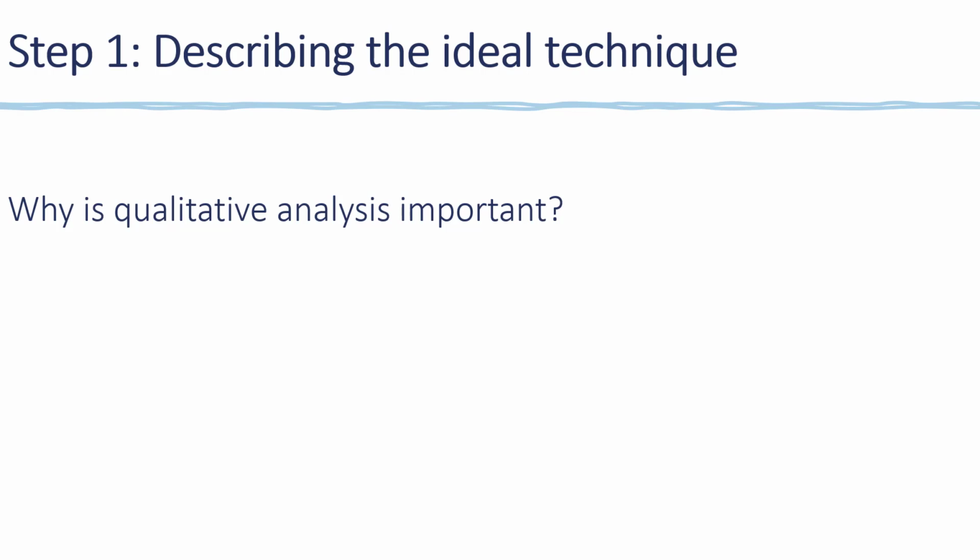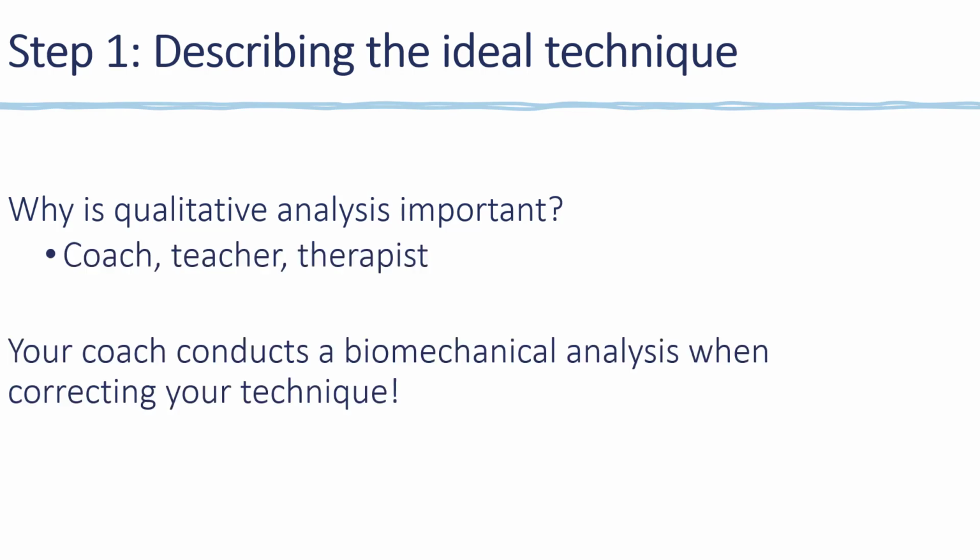Why do we do qualitative analyses? Who conducts them on a regular basis? What do you think is the answer to this question? As a coach, a teacher, a therapist, or any other human movement professional, when we're evaluating performance, we should be able to distinguish between what's important and what isn't important in that movement, what is correct versus what's incorrect, what's possible, what's not possible, what's effective, what is safe. There are so many things that we need to be able to distinguish when we're analyzing a movement.